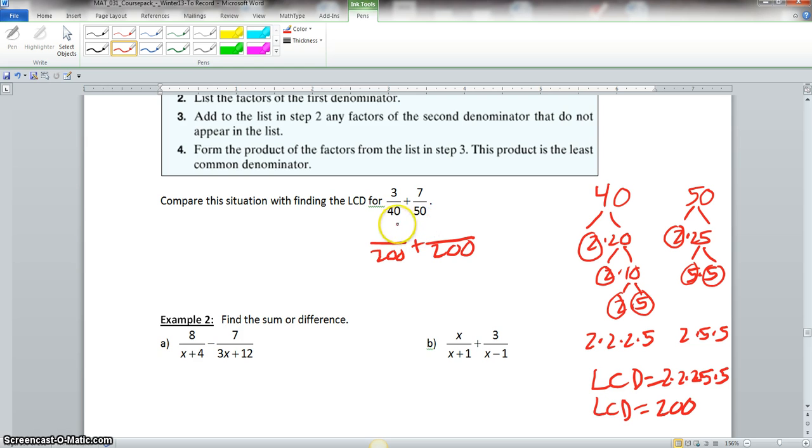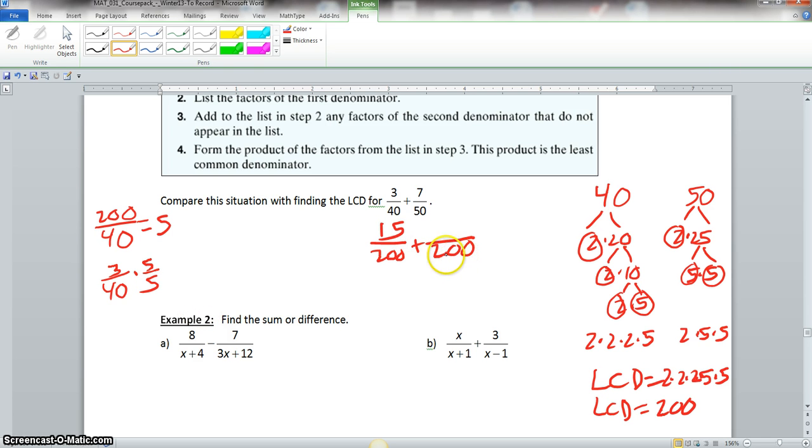To get our new numerator, this is what we would do. We would take the new denominator divided by the old denominator. So we could go off to the side here. That'll be 200 divided by 40, which we know is 5. So we would take this 5 and multiply it by this 3 over 40. So we'd take 3 over 40 times 5 over 5, which would give us 15 over 200.